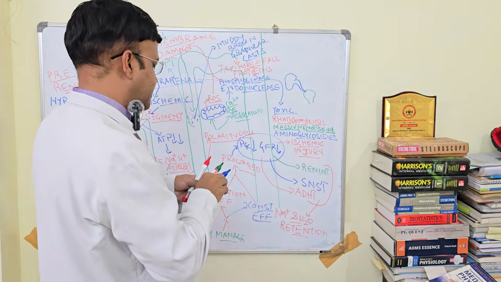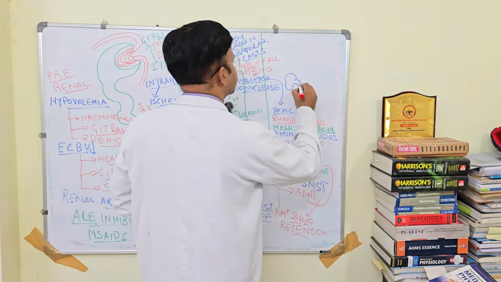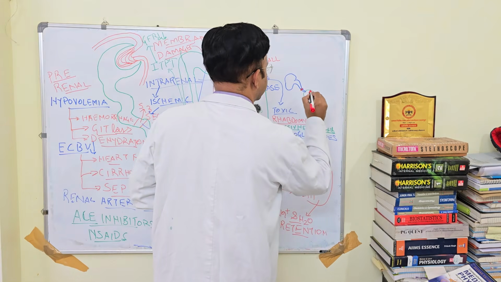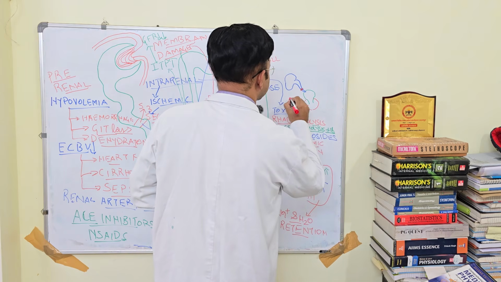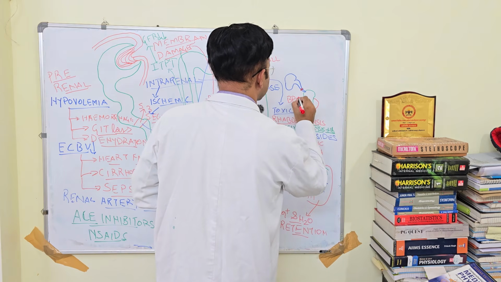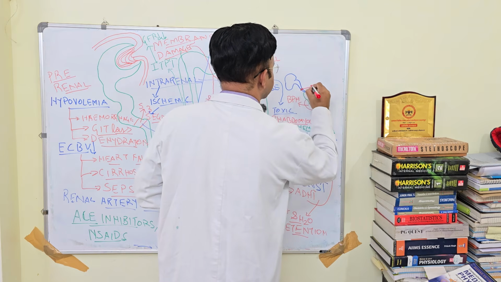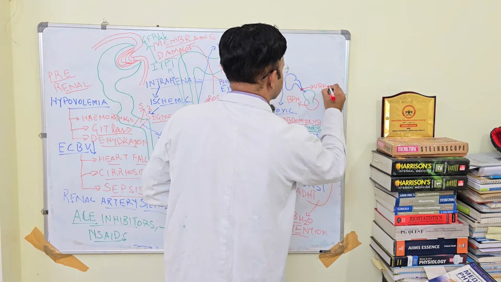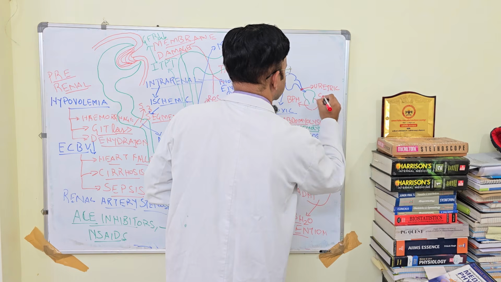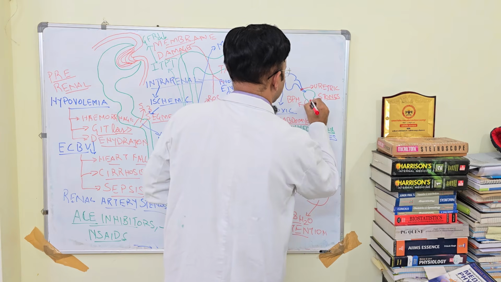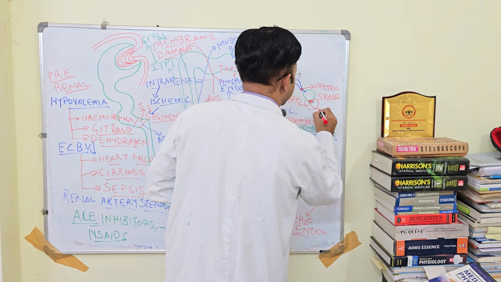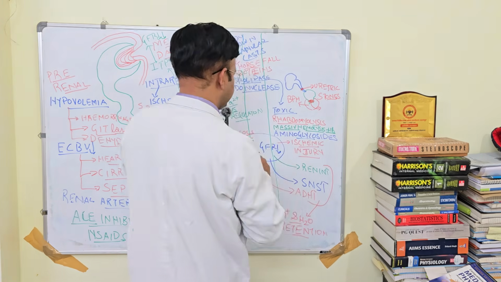So basically in post-renal, you have obstruction either in your ureter, or your prostate gland gets enlarged, BPH, or ureteric stones, or any constriction or fibrosis over the urethral opening, constriction at the neck of the bladder.